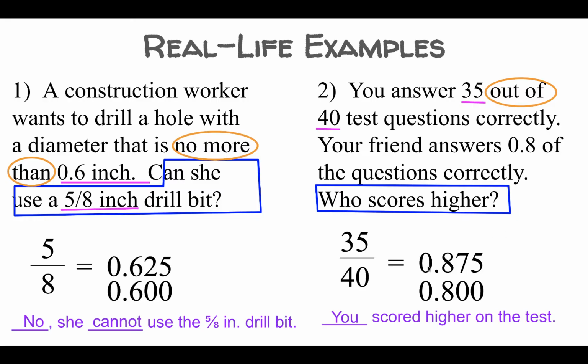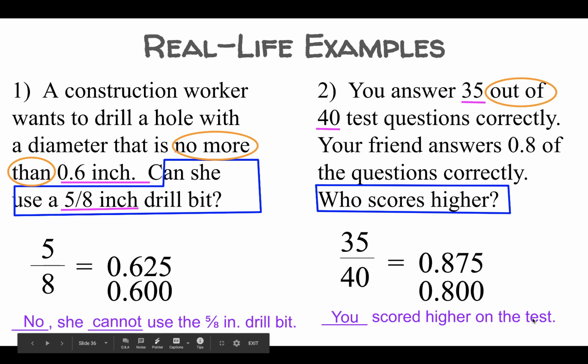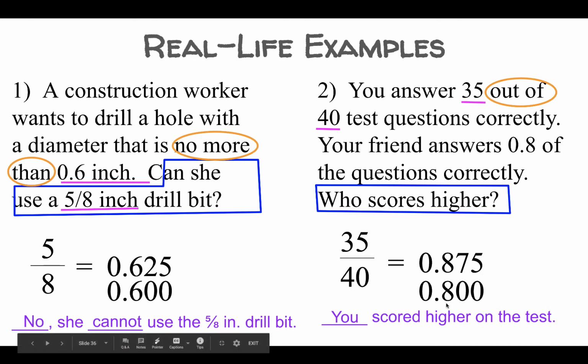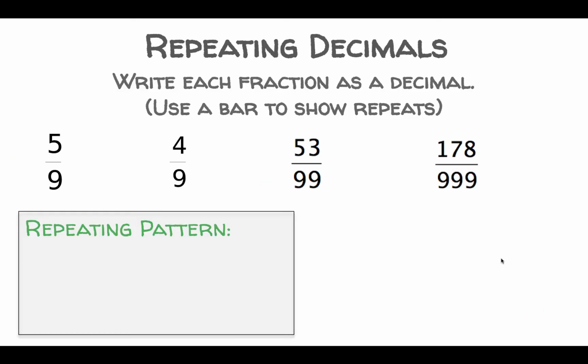Who scored higher on the test? You scored higher on the test. When you turn your ratio, your fraction, into a decimal, 35/40 is equivalent to 875 thousandths, and your friend had 800 thousandths, or 8/10. Your score is higher. This decimal has a higher value than 8/10. So you scored higher on the test. Congratulations. Let's go to the next chunk in your notes.